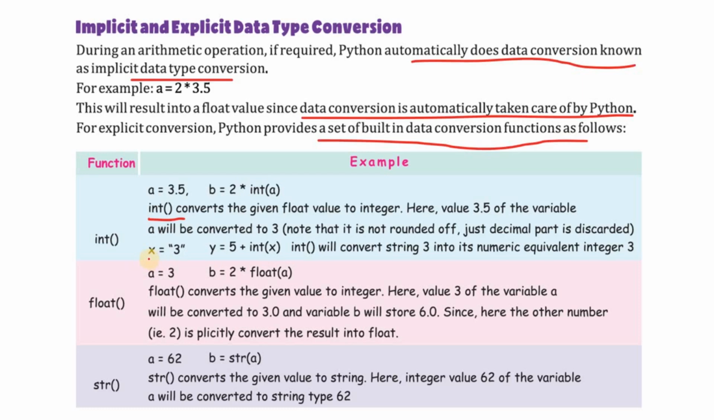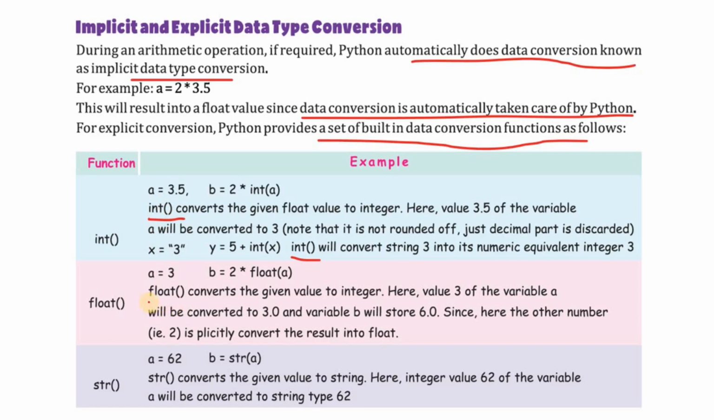Next you see, if I write like this, x = "3" within double quotes, what does this mean? This means this is a string. This is not a number anymore. Okay. And then I write y = 5 + int(x). Then in this case, int will convert this string into its numerical equivalent integer 3. Okay. So int can convert your decimal to integer, as well as it can convert even a string to integer. Okay.